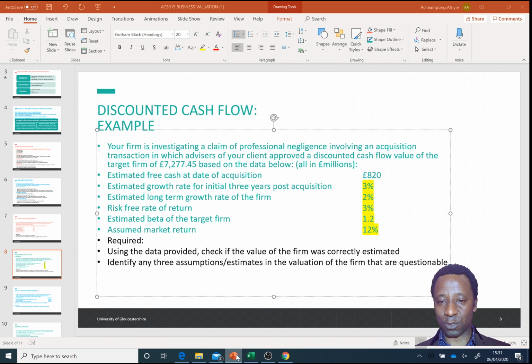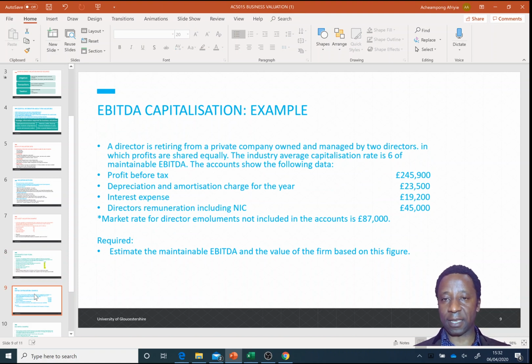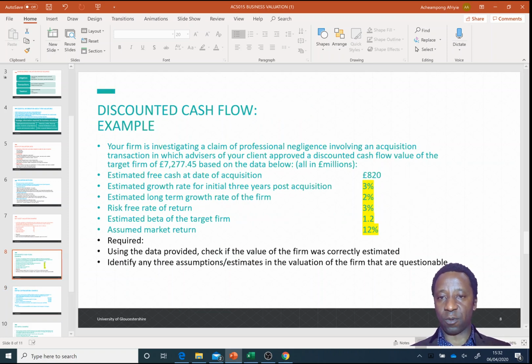So let's go back to the slides. The next one is where you're capitalizing earnings in the valuation of a firm. This is quite important when you're looking at small and medium-sized businesses who may not have that much data that would be available if you were looking at a larger firm.